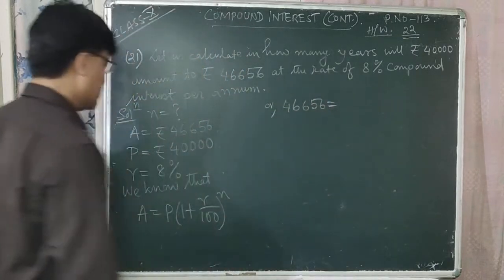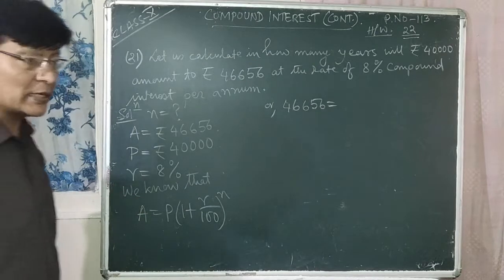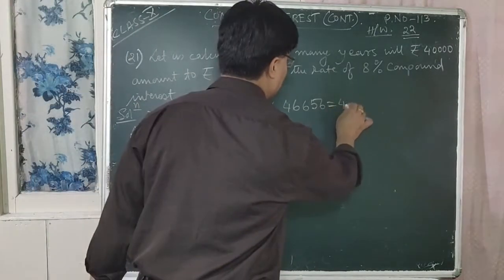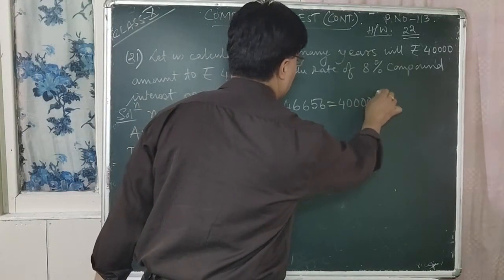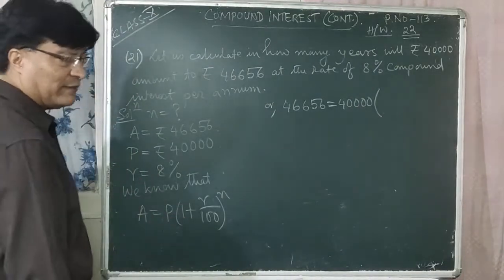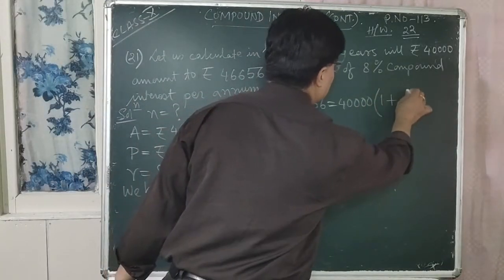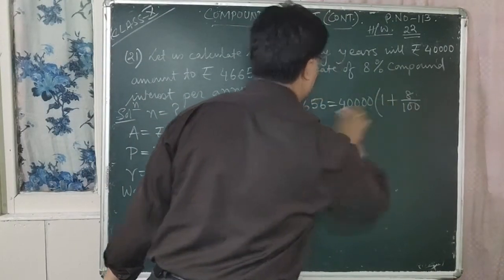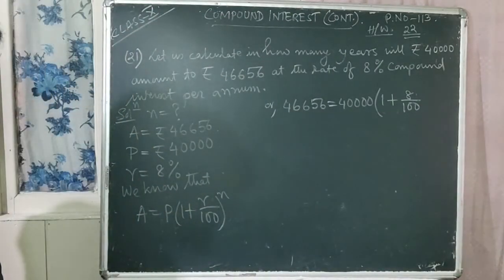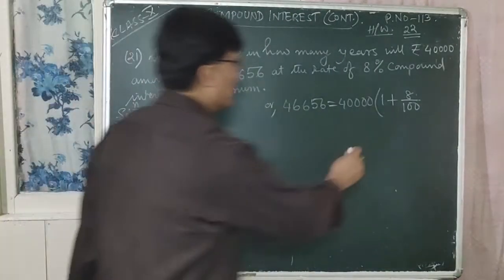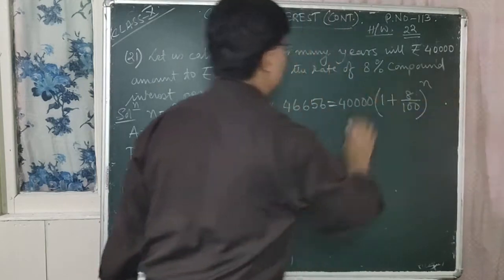46,656, which is equal to, what is the principal in this case? 40,000. So within bracket, what do we have? 1 plus 8 upon 100. That is, the rate here is 8 divided by 100 whole to the power n. You have to calculate the value for n, right?